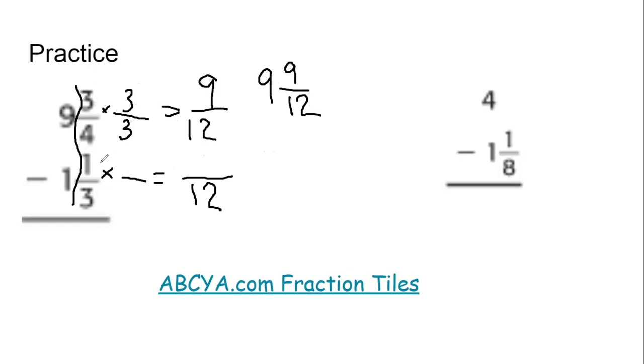I also have to do it for 1 1/3, and I do that by multiplying 3 times 4, which gives me 12. And I use that same 4 to multiply by the numerator. 1 times 4 is 4. Now I have renamed these fractions to be 9 9/12 minus 1 4/12. My denominators match. Now I can subtract. But before I do that, I want to show you the fraction tiles.